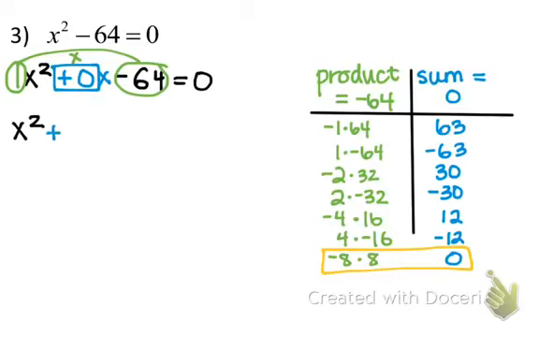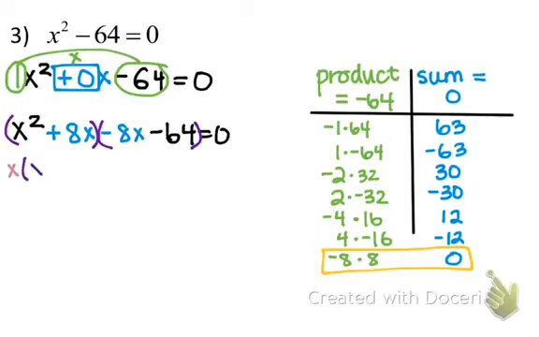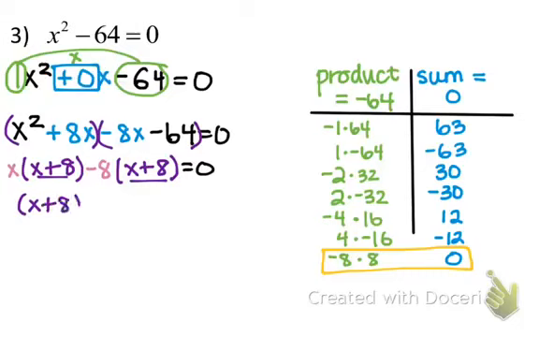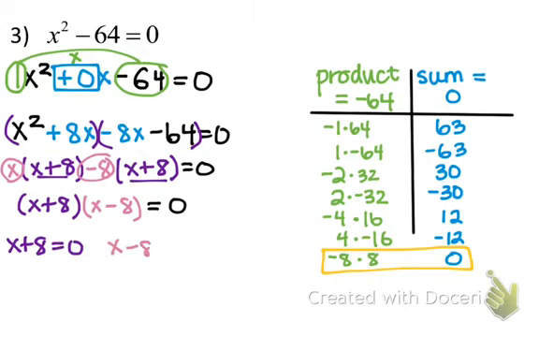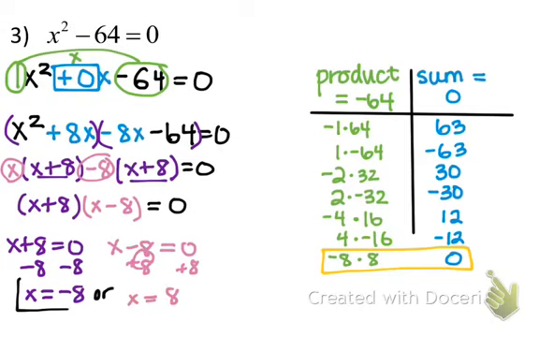So we rewrite our expression by replacing our b term with our two factors from this list. Minus 8x plus 8x minus 64 is equal to 0. Now we group our first two. Out of our first two terms, we can factor out an x. The second two terms, we can factor out a negative 8. So our two factors become x plus 8 and x minus 8 is equal to 0. Set each of these equal to 0 and then solve. So x is equal to negative 8 and x is equal to positive 8.